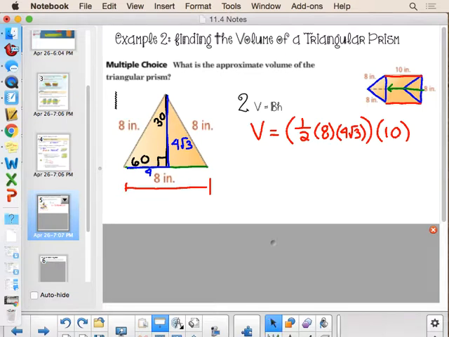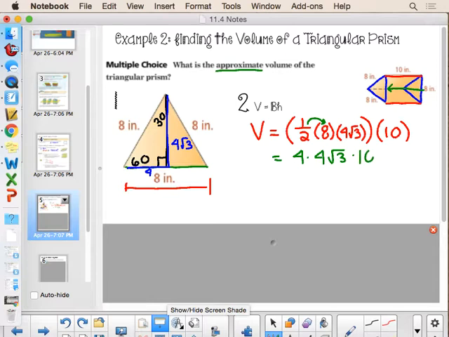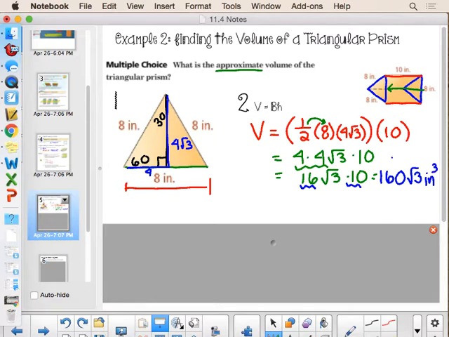And I understand that we are asked for an approximate answer, but I'm going to make sure I teach us how to really get good at finding exact answers. So I'm going to do 1/2 of 8, and that's going to be 4. So we have 4 times 4 root 3 times 10. 4 times 4, that's going to be 16. So we have 16 root 3 times 10. And then all I can do is multiply the 16 and the 10, getting myself 160 times the square root of 3 inches cubed, okay?